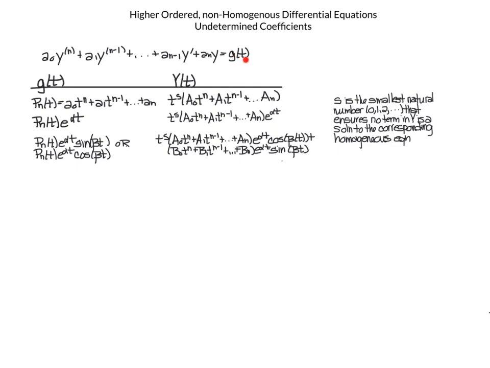The form of our differential equation then is a0 times the nth derivative of y, plus a1 times the (n minus 1)th derivative of y, plus all the way down to a(n minus 1) y prime plus a n y equals g of t.